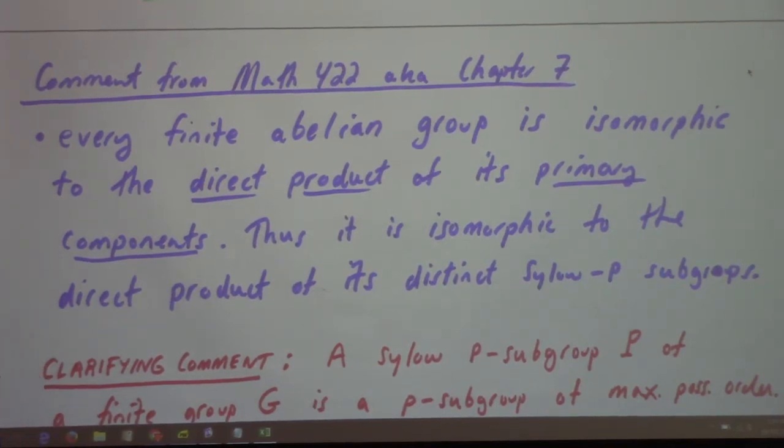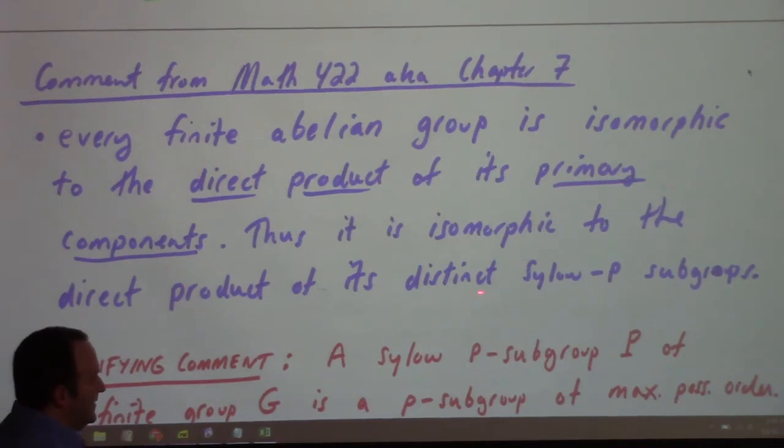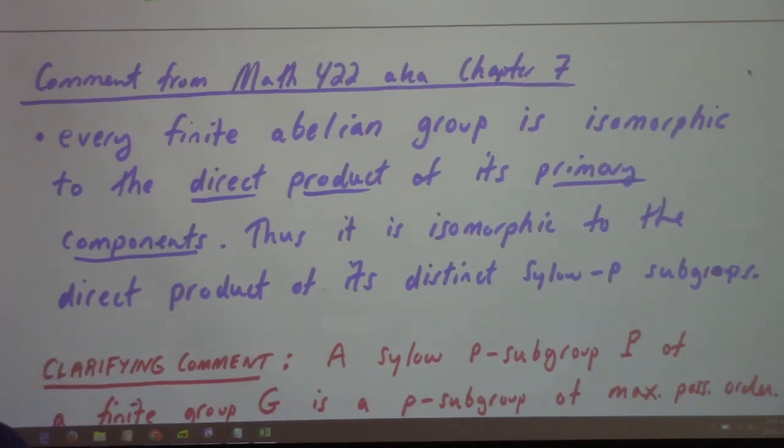All right, anyway, in 422 we will prove, among other things, that every finite abelian group is isomorphic to the direct product of its primary components. That means that if you have a finite abelian group, you can write it as the direct product of its distinct Sylow P subgroups. So these Sylow P subgroups are actually kind of important. They have a lot to do with how you break apart a given finite abelian group into its fundamental building blocks.